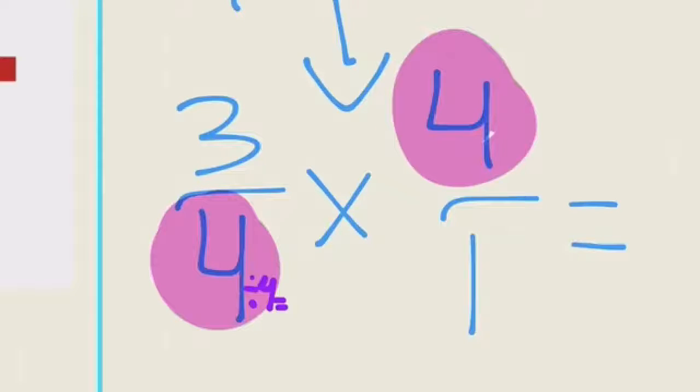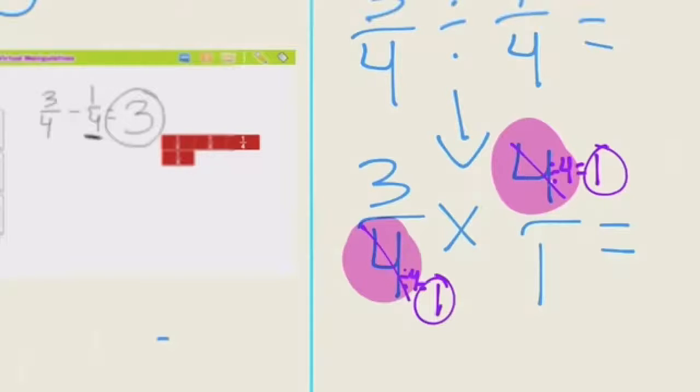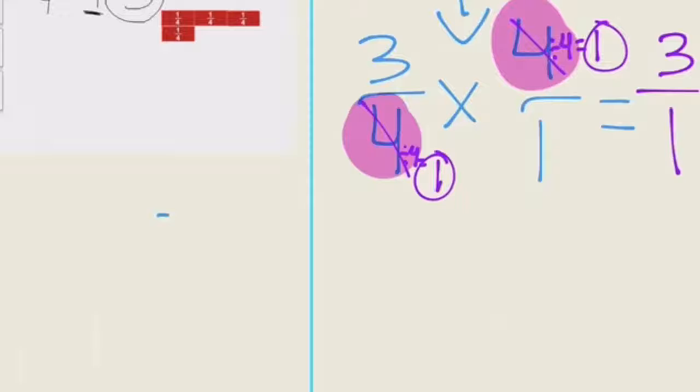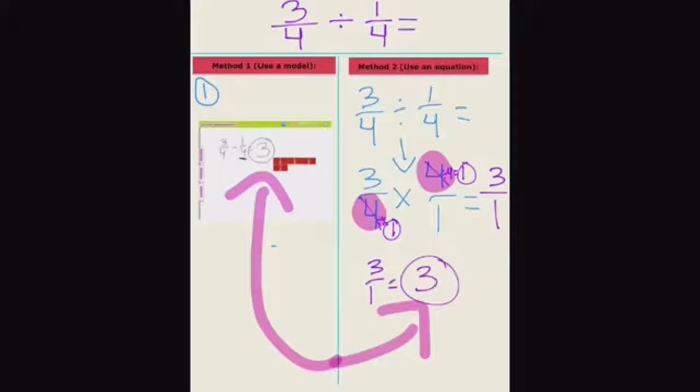So if I divide them both by 4, my 4's become 1's because 4 divided by 4 is 1. So I'm going to cross off my 4's and circle my new numbers of 1. I don't see any other numbers on the top and bottom with common factors, so I'm going to go ahead and multiply straight across. 3 times 1 is 3. 1 times 1 is 1. And we know that 3 over 1 can be simplified to 3. So we can see that using both methods, I get the same final quotient of 3. Okay, let's move on to our next example.